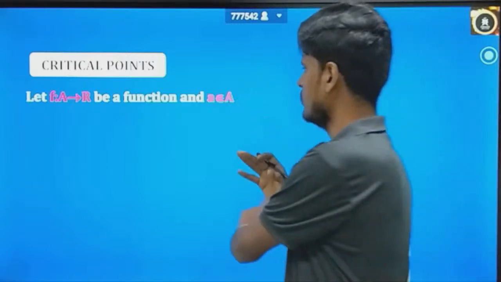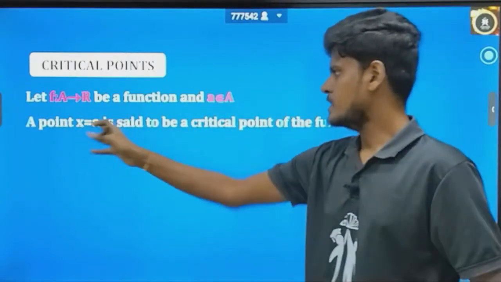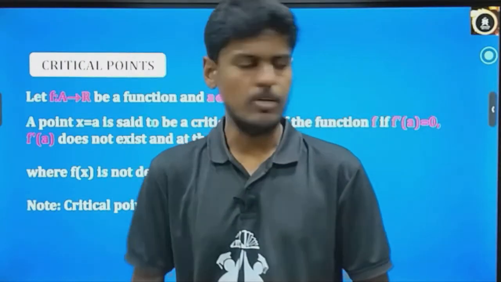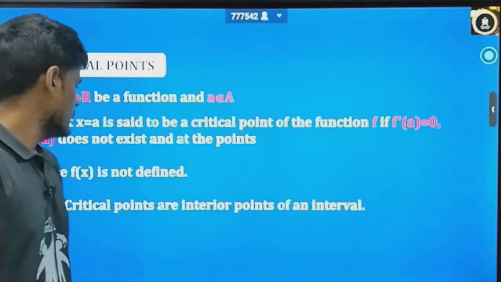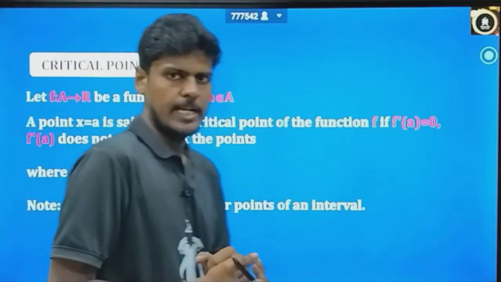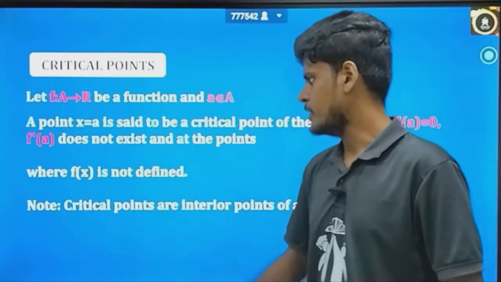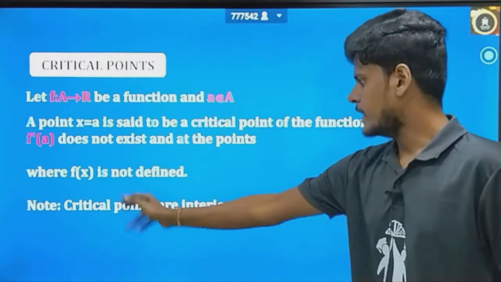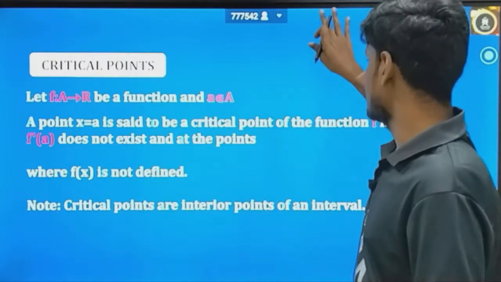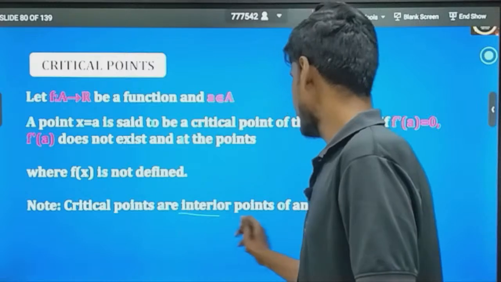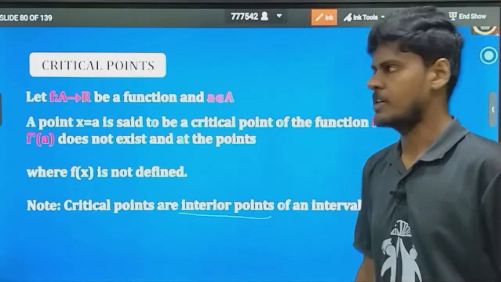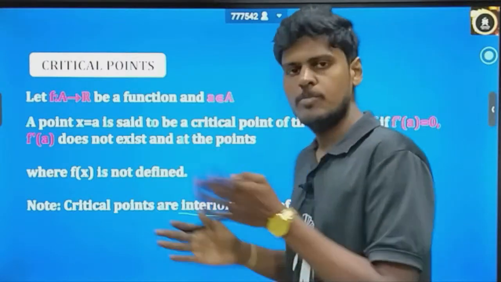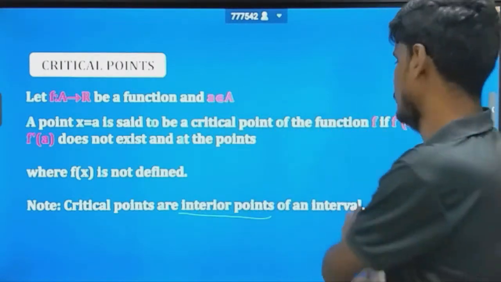So if f is a function for all values of a, x equal to a is a critical point of the function when f dash of a equal to 0 or it does not exist, and those points are called critical points. Also, when f of x is not defined, those points are also included in critical points, and critical points are always interior points. This is very, very important. Critical points are always interior points in the function. If it is a boundary value, don't take that value. It should always be within the open interval.